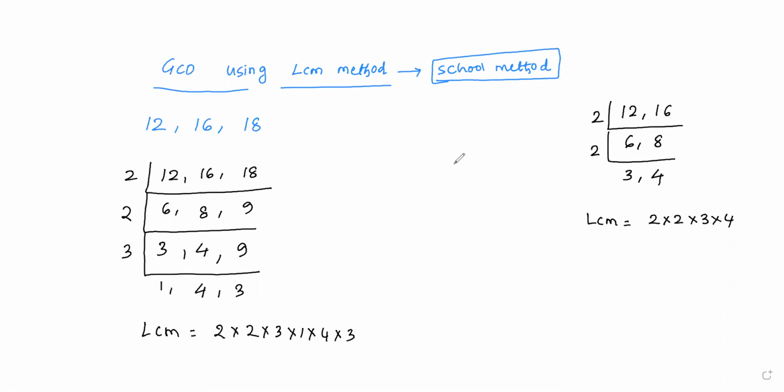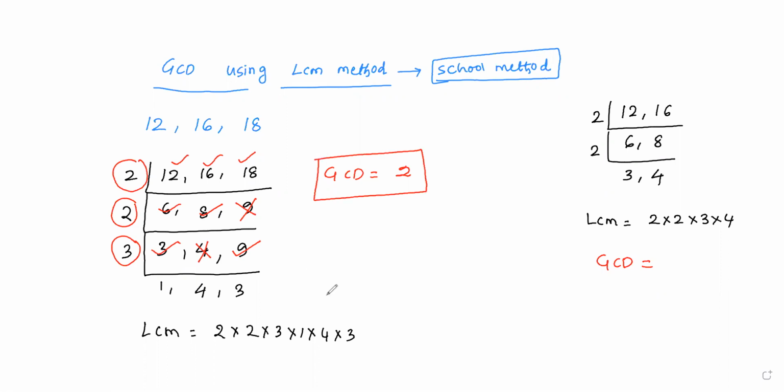But from this problem, how can we find GCD? That is the new concept we are going to see today. Listen carefully here. My 2, that means my divisor, dividing each and every number? Yes. So I am taking that 2. My 2 dividing each and every number? No. That is the reason I am not taking that. My 3 dividing each and every number? No. So I am not taking that number. So here your GCD becomes 2.